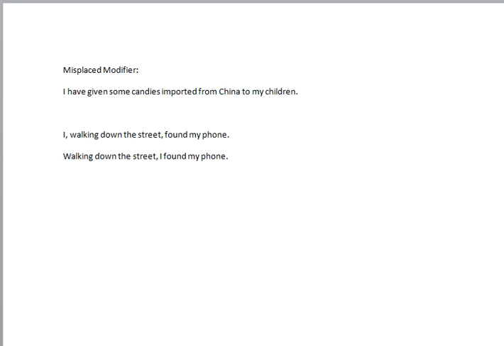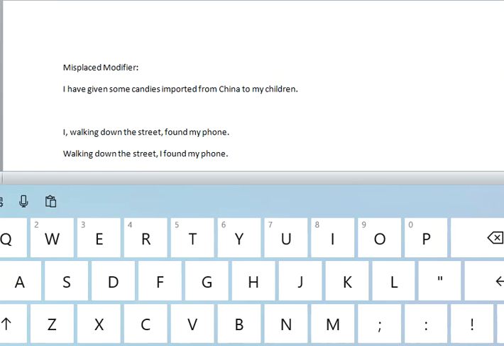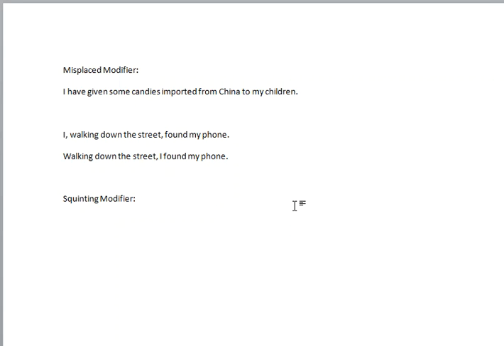Now, misplaced modifiers is one error. We also got something that we refer to as a squinting modifier. A squinting modifier is actually a modifier that makes your eyes go crossed. Okay, you will not be able to understand whether this modifier is modifying this word or the other word. Here's an example to make it easier for you guys.